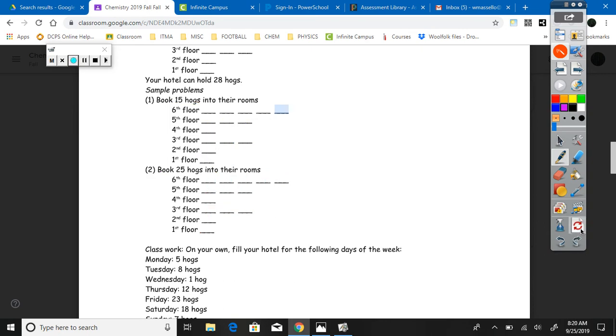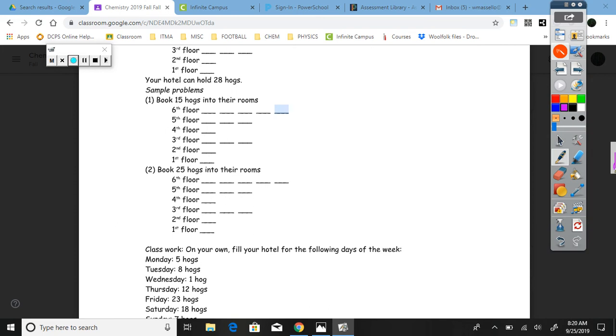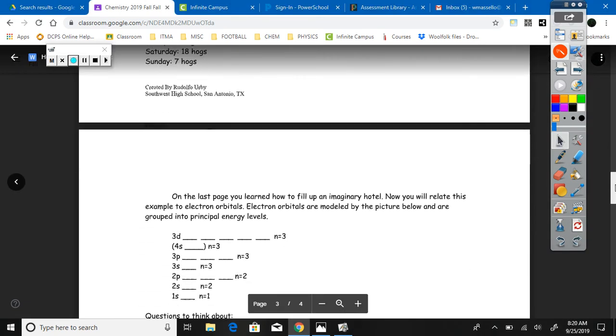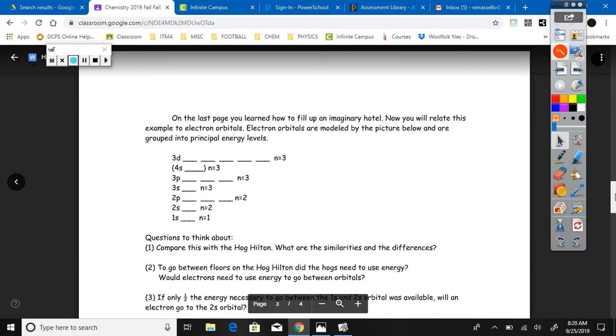Now it gets more complicated, okay? The shape of the pig hotel. I want you to flip to this page, scroll down. I want you to copy this into your notebook. Hey, it's got the letters on there. What are those letters from? Where have we seen those before? S. The orbital thingies. The Bohr model energy. The orbital things. But I want you to copy this shape.